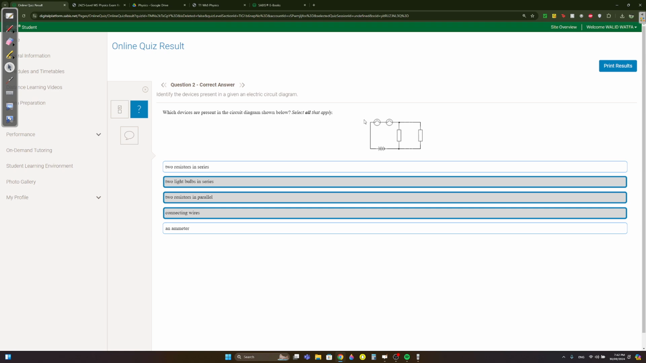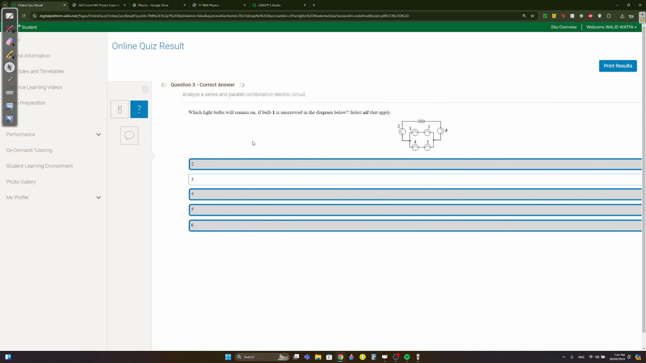Okay, what is present here? This is so easy. Where do we see any resistors in series? No, they're in parallel, right? Two light bulbs in series, يعني حد بعض, they're in the same circuit, yes. Okay, two resistors in parallel, right? Connecting wires, يعني obviously, an ammeter, you don't see any A here, so ما في ammeter, very, very easy, guys. These questions are so, so easy.